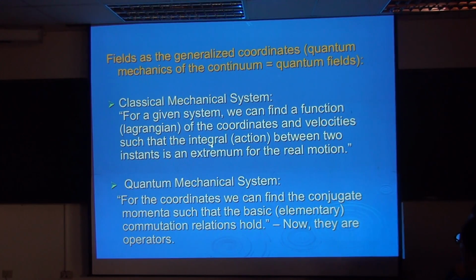Lagrangian, and then you could define the integral as the action. Then we could define what is the classical mechanics. For the quantum mechanical system, the coordinate and the conjugate momenta are now not variables. They are mappings. So for the mapping, you can define the so-called commutation relation and so on.